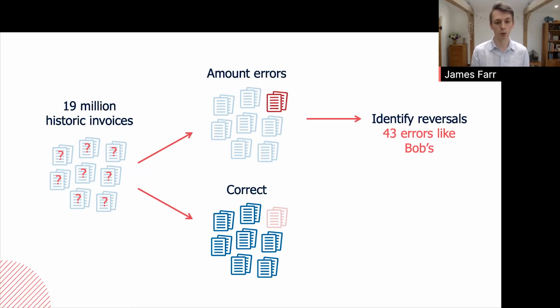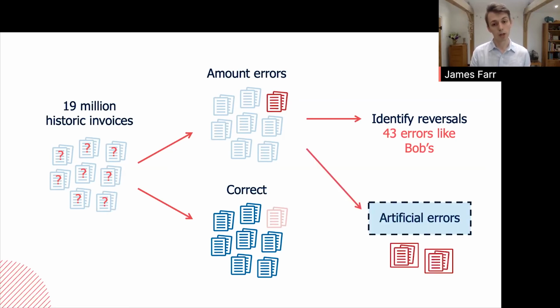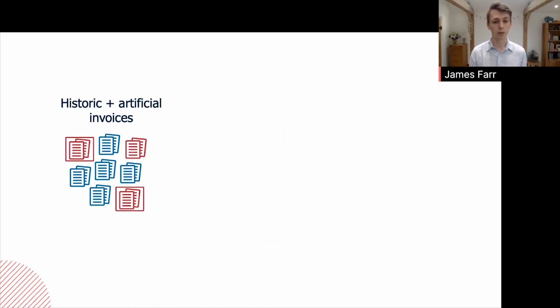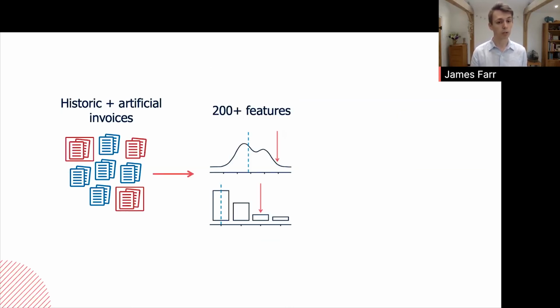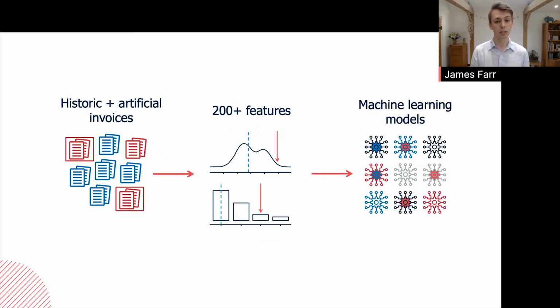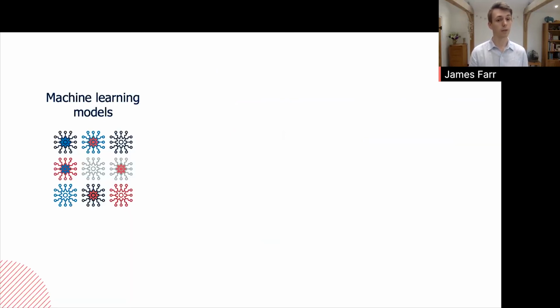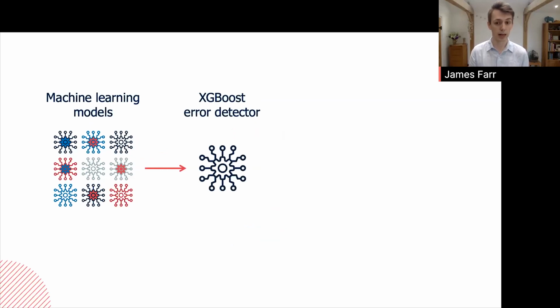This is nowhere near enough to train a machine learning algorithm, and so instead, I chose to introduce artificial errors, controlling the size and the type of the errors to enable my algorithms to learn meaningful patterns from the data. I then took a set of historic and artificial invoices, and for each one computed more than 200 features, comparing each invoice to the set of other invoices that Bob had received from the same supplier. I could then use these to train a variety of different machine learning models, of which I found that the best performing was an XGBoost classifier.